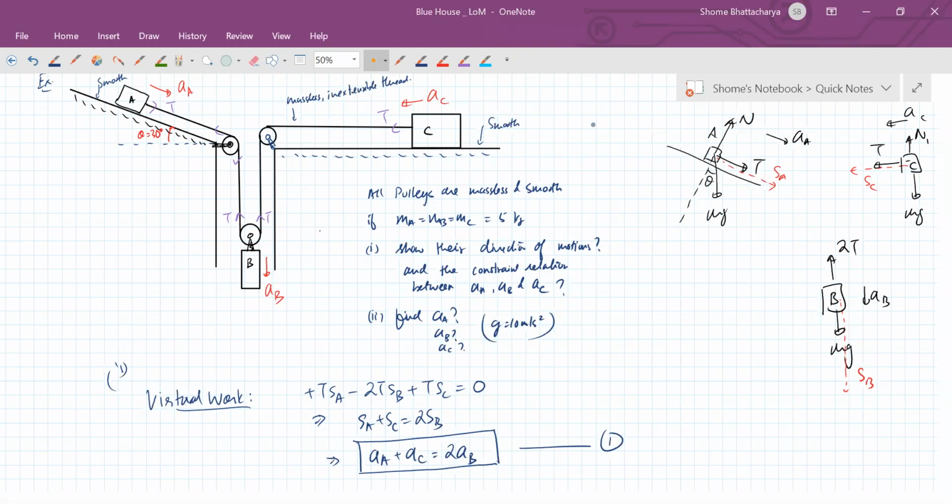No, but tension is also acting along the negative x-axis. Tension and displacement are parallel. So the work done on C is positive, Samarth. That you can clearly see in this diagram I made. Yes, it is incorrect. It is acceleration of A plus acceleration of C, which is acceleration of B.